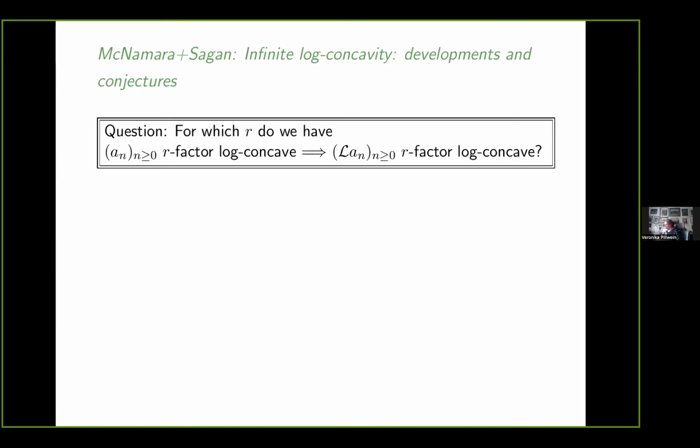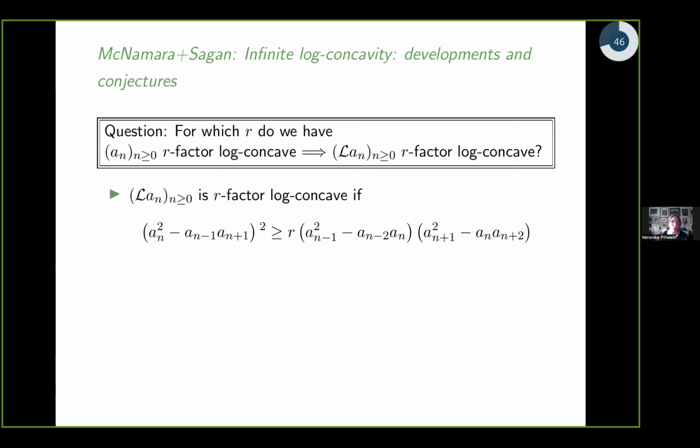I'm talking in particular about one approach by McNamara and Sagan that tried to get to infinite log concavity through R factor log concavity. So for which R is R factor log concavity preserved? If a_n is R factor log concave and I apply the operator L and it's again R factor log concave, then it's infinite log concave if R is greater than 1. So we have R factor log concave if, for the iterated sequence, I'm just plugging in the definition.